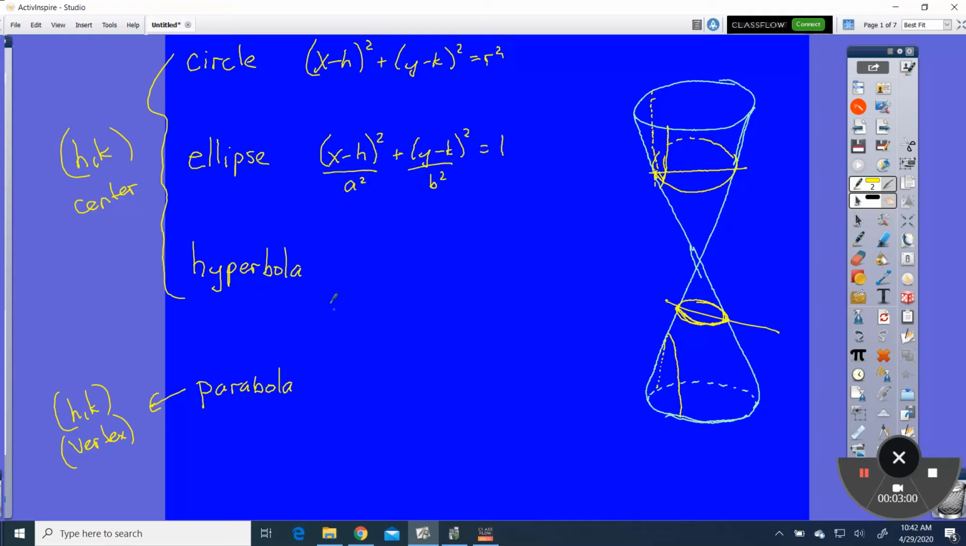A hyperbola has two different equations. Really the answer is I could turn my hourglass on its side and I would have these hyperbolas running sideways like this, or they could be running up and down like this.